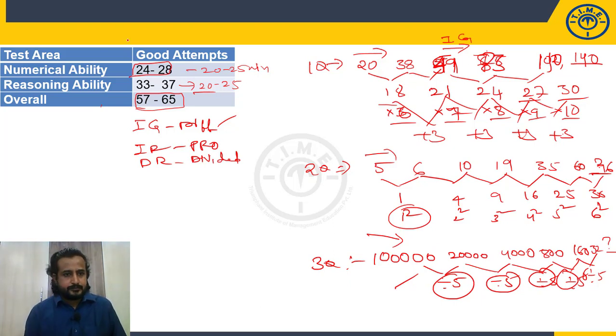Overall, a good number of attempts is 57 to 65. Reasoning is a very easy section. Quant is rated easy to moderate. There are a few questions which are calculation based, but 35 questions can be attempted.